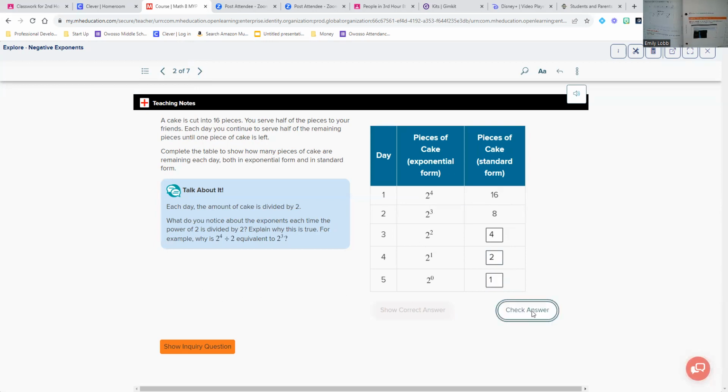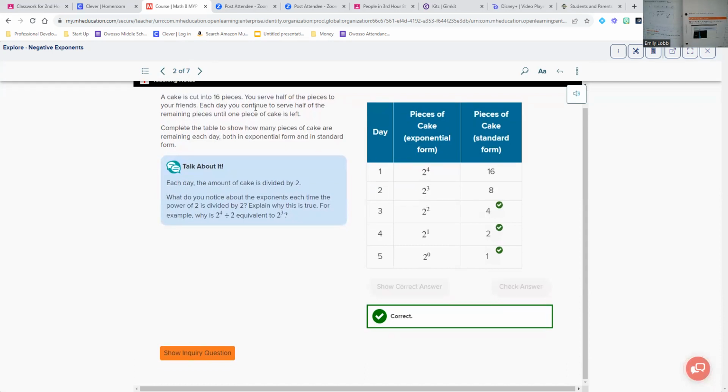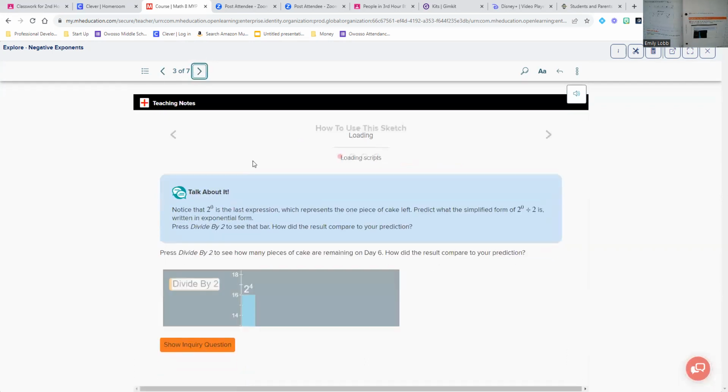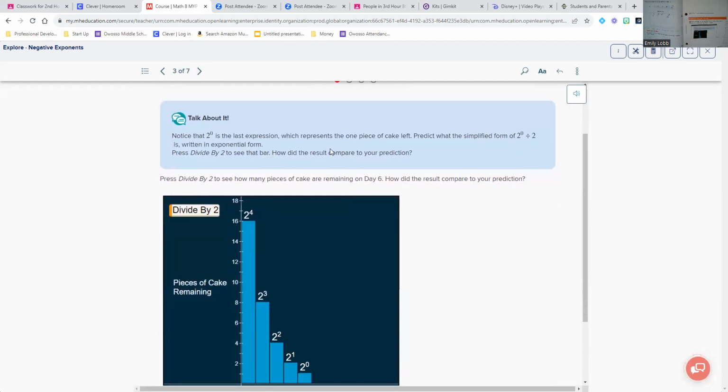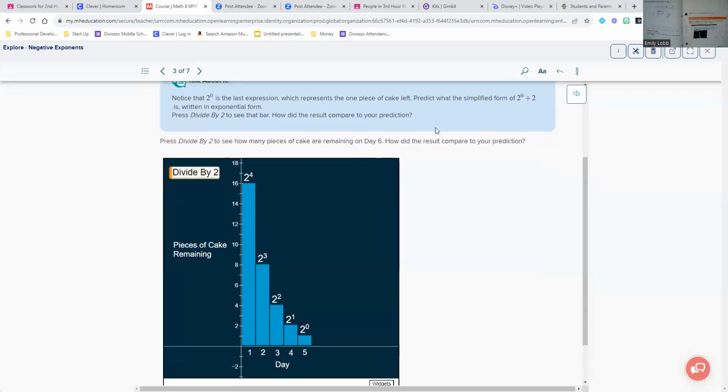So let's look. Yay, correct. We did it. Notice that 2 to the 0 is the last expression, which represents the one piece of cake left. Predict what the simplified form of 1 divided by 2 is, written in exponential form. So if we have 1 over 2, remember how we had to put the negative stuff into the bottom? So if we divide by 2, we're going to end up with 2 to the negative 1, which is 1/2.